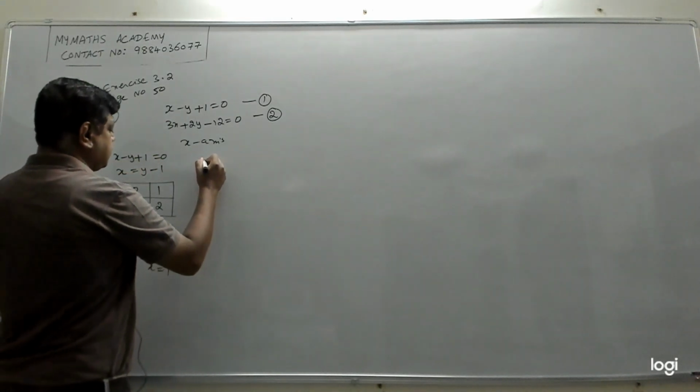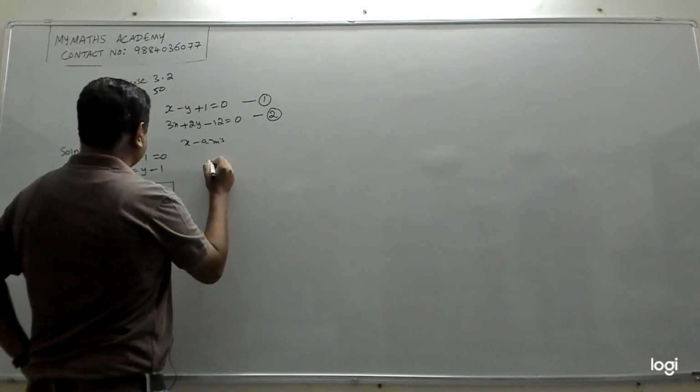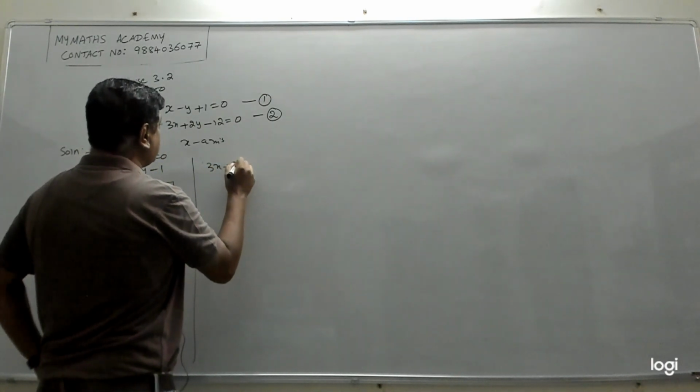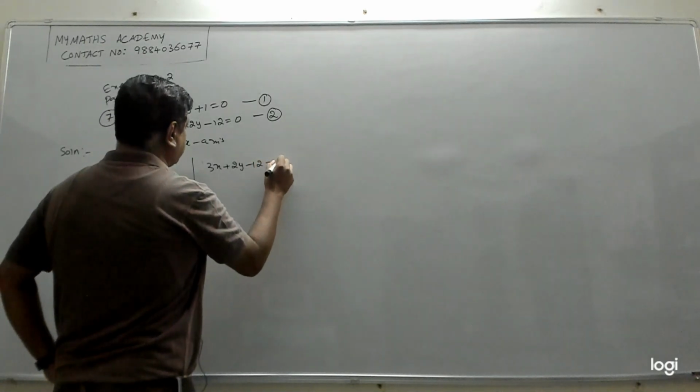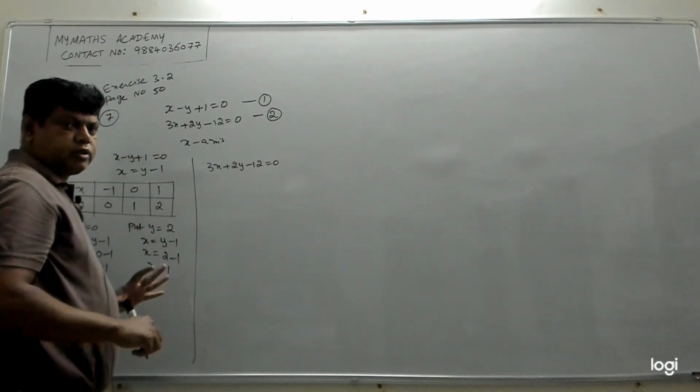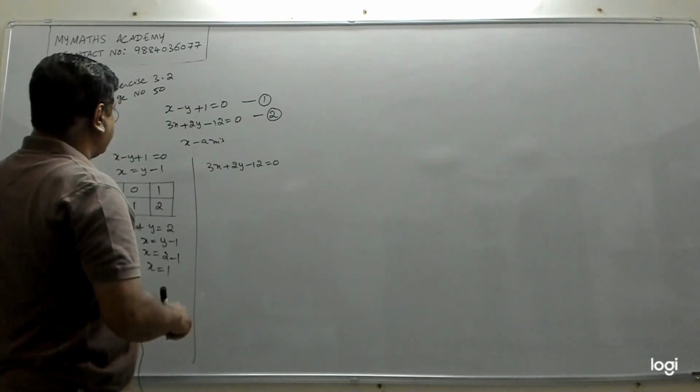So what is this equation? The second equation is 3x plus 2y minus 12 equal to 0. Now we need to draw the graph for this equation, which means we need to find 3 points so that we can plot these 3 points and get a straight line.